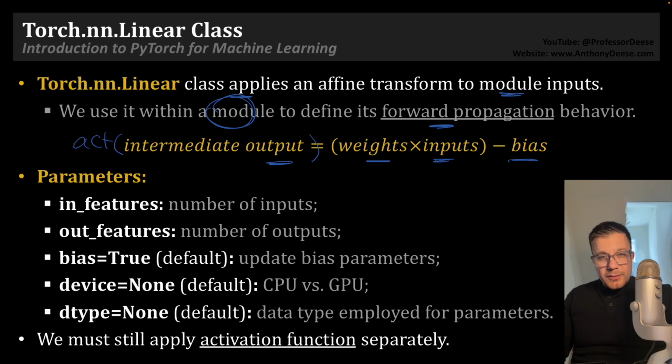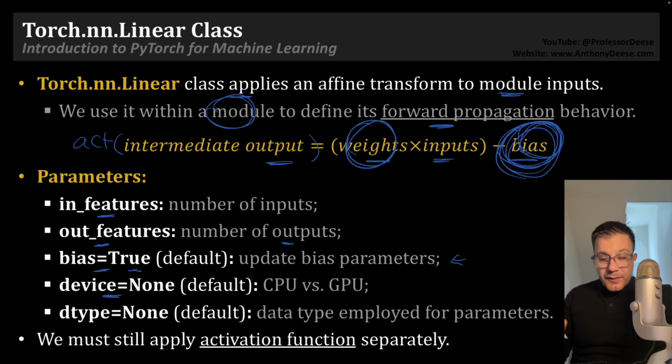So the parameters of the linear class object are shown here. We have in features, or the number of inputs, out features, the number of outputs, and bias, which defaults to true, and this indicates whether the machine learning algorithm will attempt to update the bias offset as a parameter, the same way as done to the synapse weights. We don't always want to update this value. Sometimes we want this to stay the same.